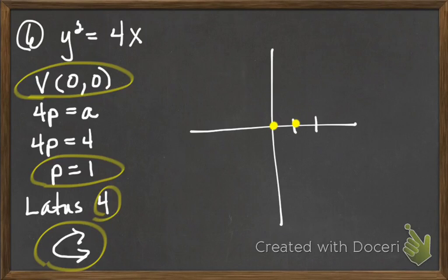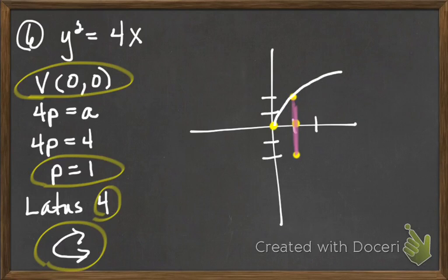Then you're going to sketch in your latus rectum, which is not really part of your graph, but it's going to tell you how wide your parabola is. Since your latus rectum is 4 units long, we're going to go up 2 and down 2. That creates that imaginary latus rectum right here. That's just telling you how far your parabola is going to open up. And then you can sketch your parabola in.